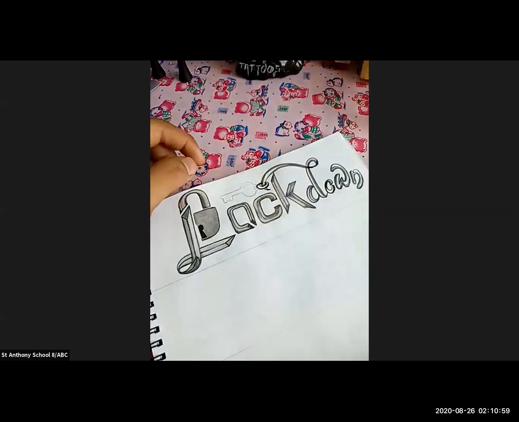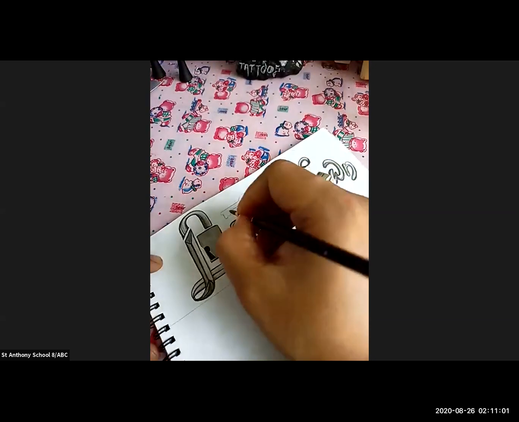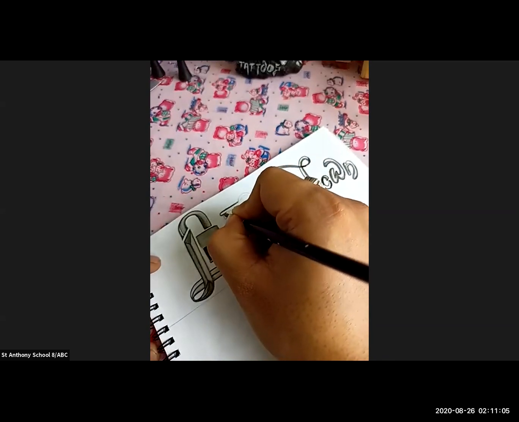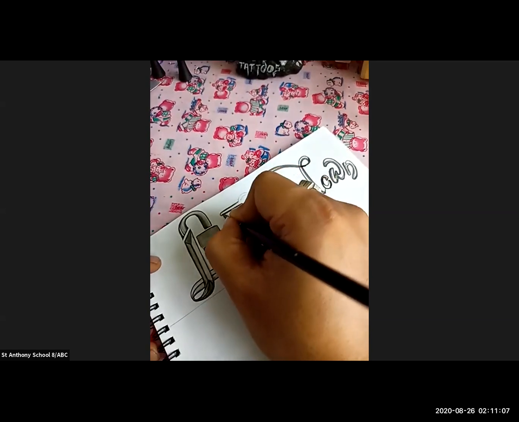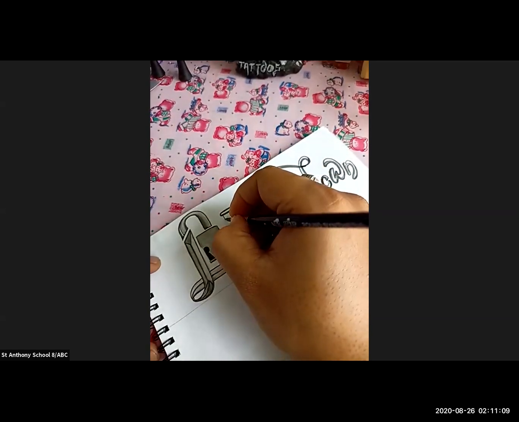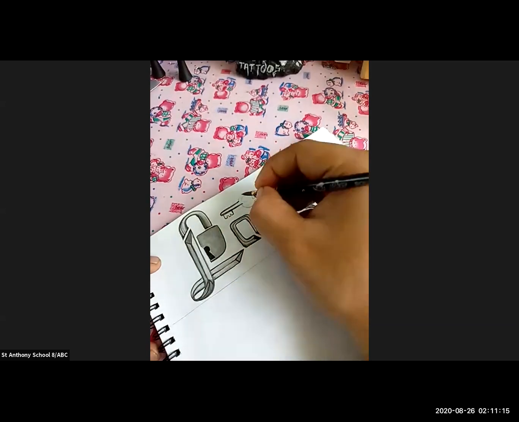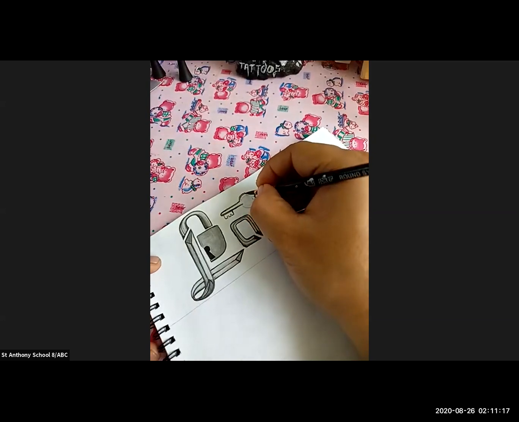So this is the proper way how you're going to do the calligraphy or the lettering, you can say. So this is the proper way you have to do it. Okay, I hope each and everyone has understood the topic calligraphy.